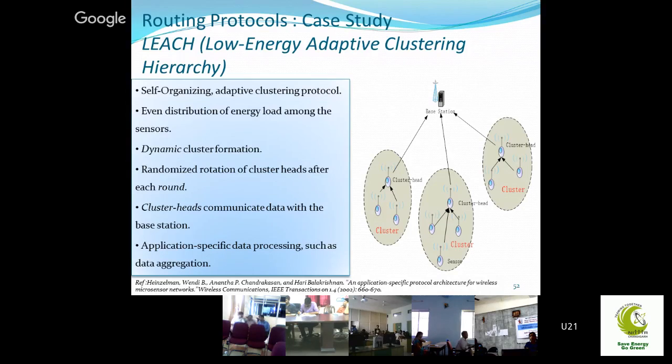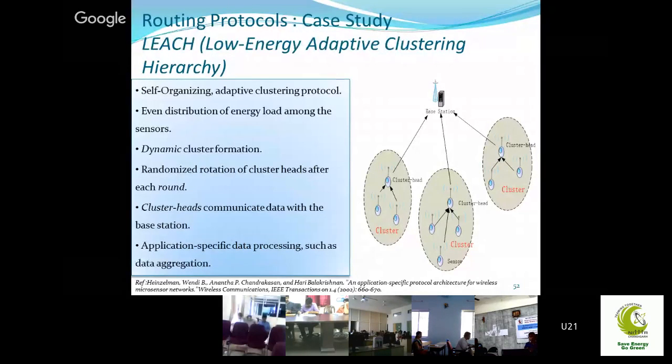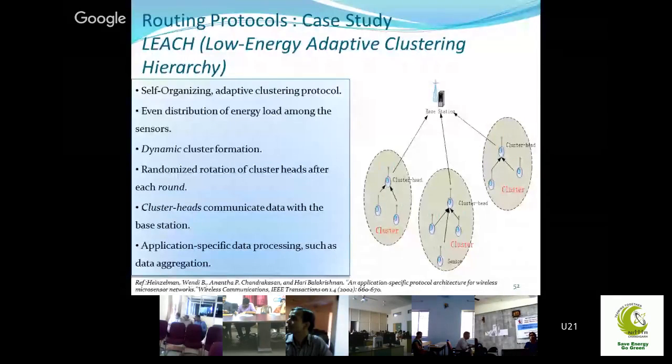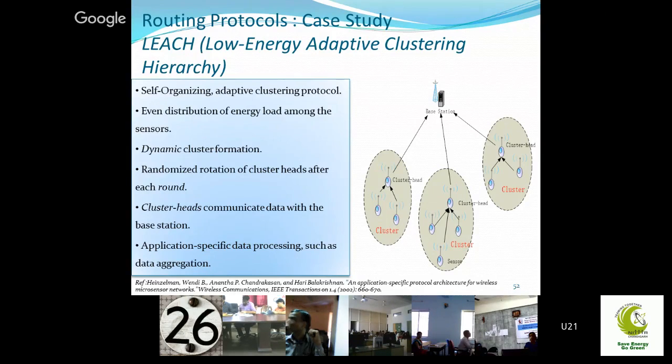So, as a case study, I want to discuss one protocol, how these three problems were resolved through one routing protocol called LEACH, which stands for Low Energy Adaptive Clustering Hierarchy. So in this particular protocol, they considered dynamic cluster formation, meaning the clusters are not static. Similarly, cluster heads themselves are rotated, meaning every node will get a chance to become a cluster head. So it's a self-organizing adaptive clustering protocol, and it can evenly distribute the energy load among the sensors.